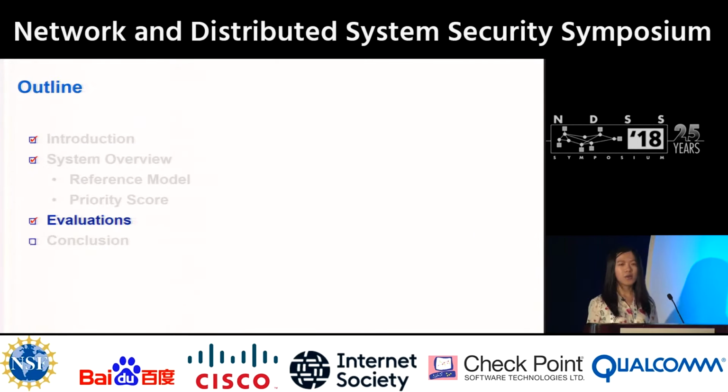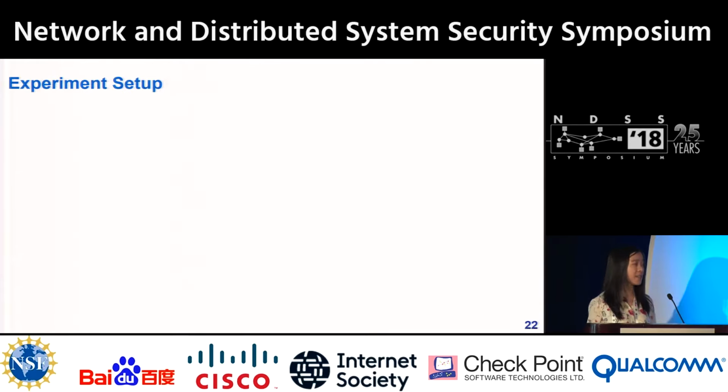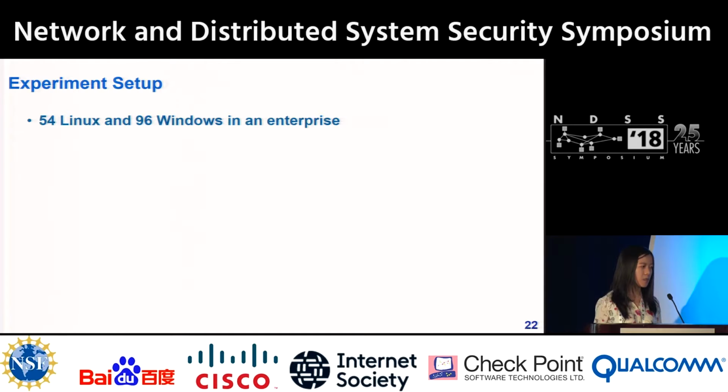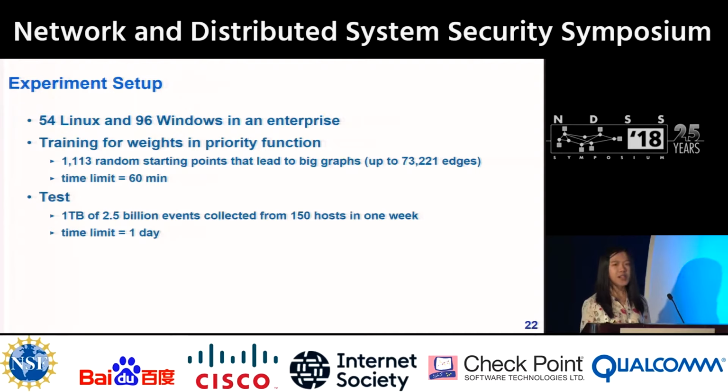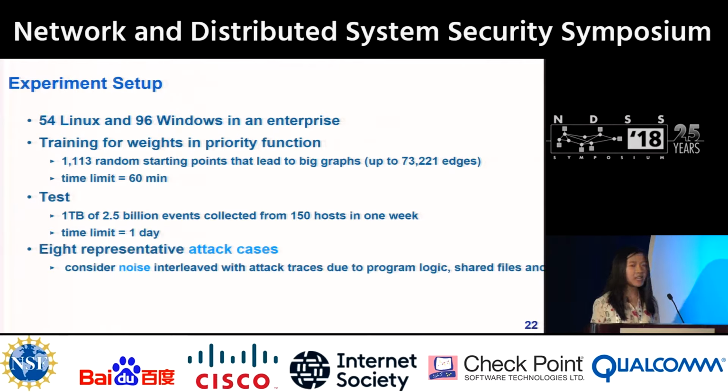Finally, I will show you the evaluation results of our PRIOTRACKER. Here is the setup. As I mentioned before, we run on 150 hosts. We have this training set to learn weights for our priority function, which contains over 1,000 random starting points that will give us big graphs. We also have the test dataset that is over terabytes of data collecting OS events from 1 week. And the time limit is set to 1 day. We reproduce 8 representative attack cases used in previous work, except that we also consider noises interleaved with normal system activities.